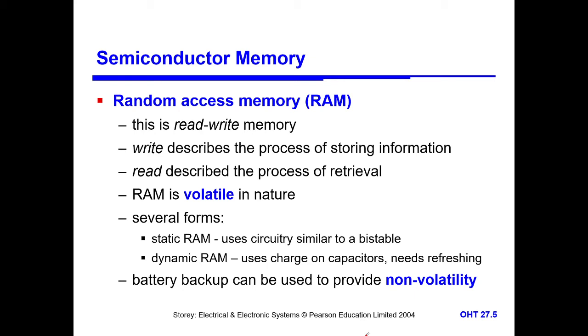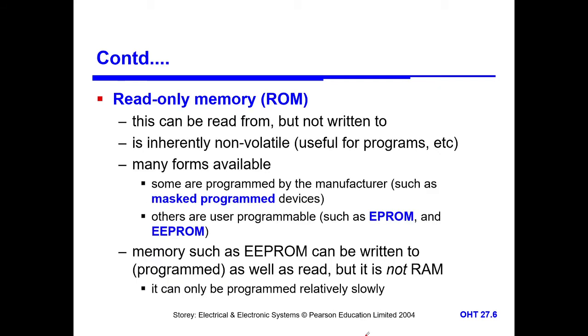There are two types of RAM: static RAM and dynamic RAM. Static RAM uses circuitry similar to a bistable multivibrator. Dynamic RAM uses the charge on capacitors and needs refreshing every time. Non-volatile memory retains information as long as power is there; once the power is lost, it requires power backup to retain the memory. RAM is a volatile memory, so it loses the data when the power goes off.